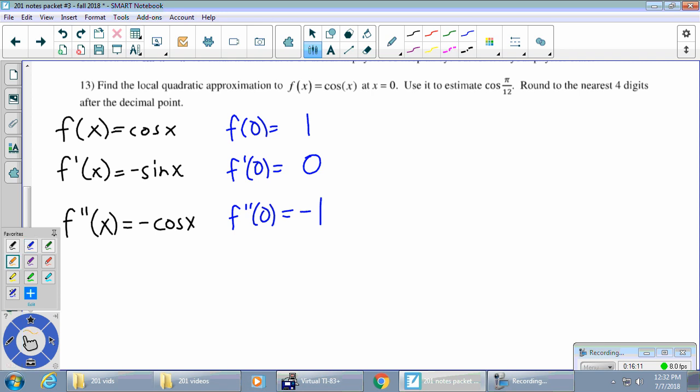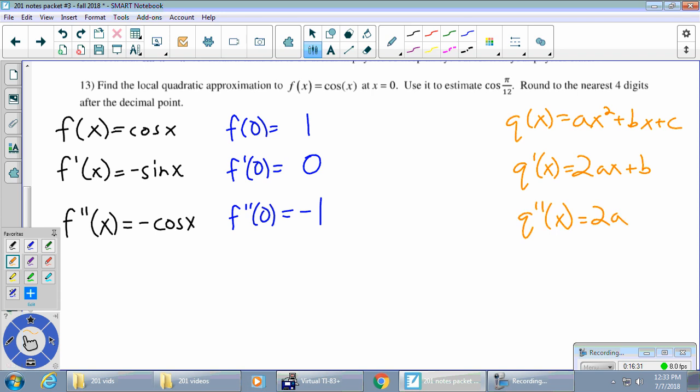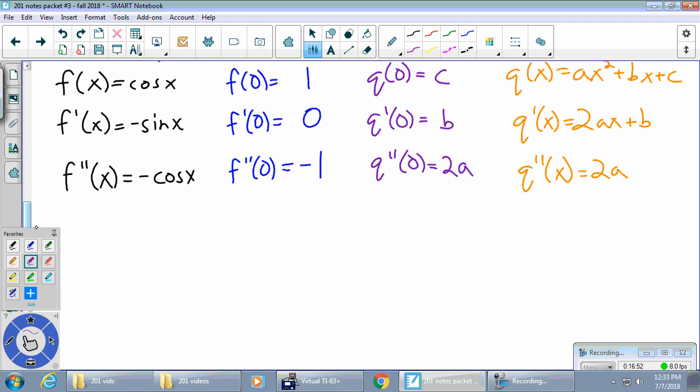Okay, and then we start all over here with, we'll call this one q of x. And because it's a quadratic, we always start with ax squared plus bx plus c. Take two derivatives, 2ax plus b. And this is just 2a. And then we're going to plug 0, the same 0, into all three of these functions. Okay, so q of 0 is just c, q prime of 0 is b, q double prime of anything is 2a. And then we'll write our three equations from those two columns in the middle. 1 equals c, 0 equals b, negative 1 equals 2a.